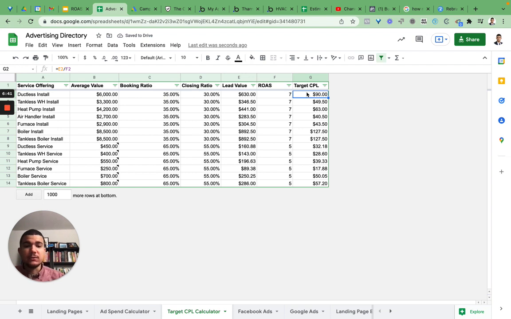We build these out for each of our clients, so it's helpful for us to know how much we can spend on each platform to get a lead for that specific service line, whether it's an install or a service. So hopefully that helps.